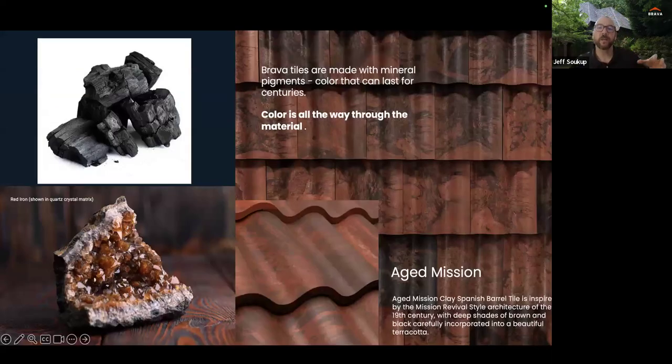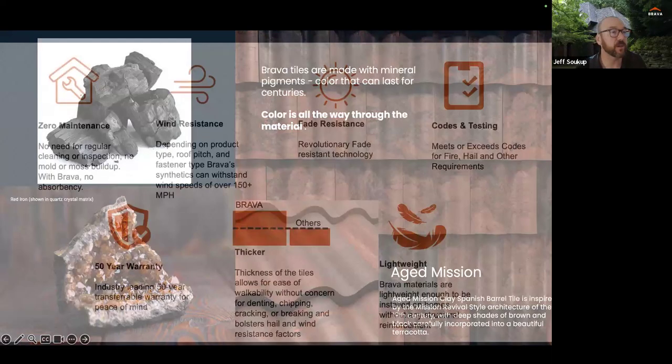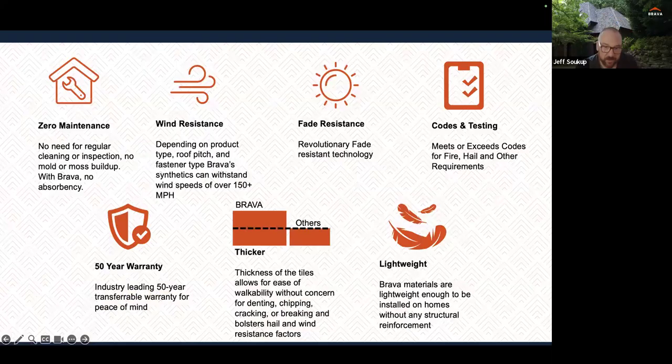Essentially, we put everything into a hopper, add our mineral pigments, and loosely put it all together. It extrudes like a Tootsie Roll, comes out, and then we compress it. When you compress it, you get this variegation, which really creates a beautiful product. Because we use mineral pigments, we end up with a very fade resistant product with zero maintenance.